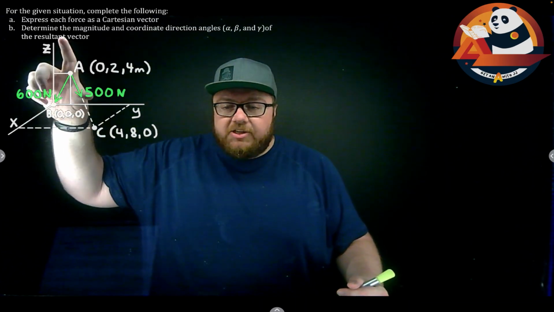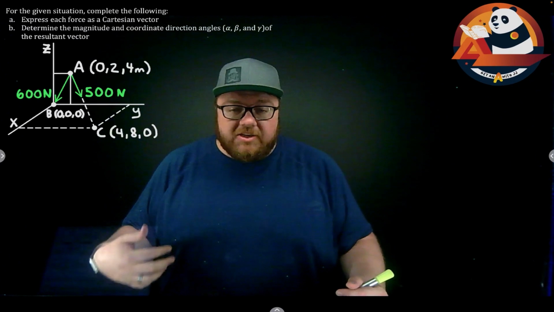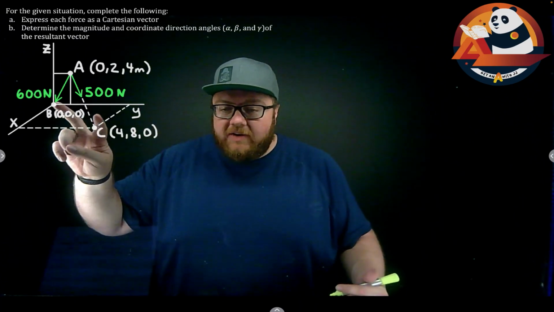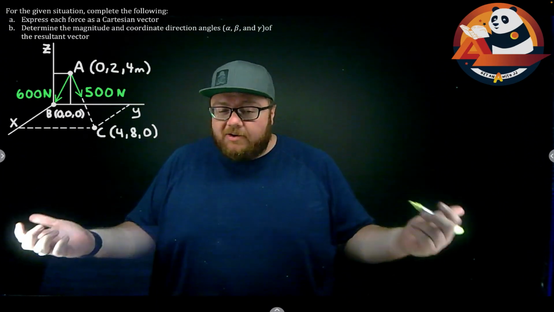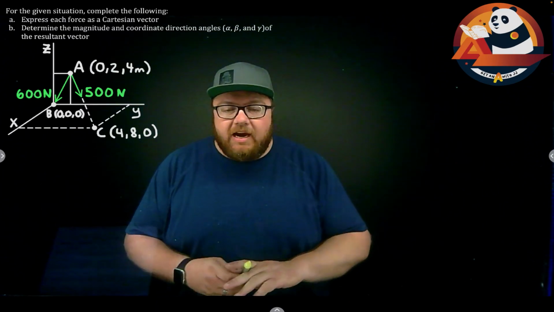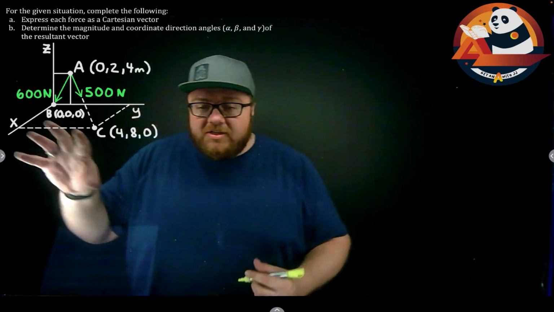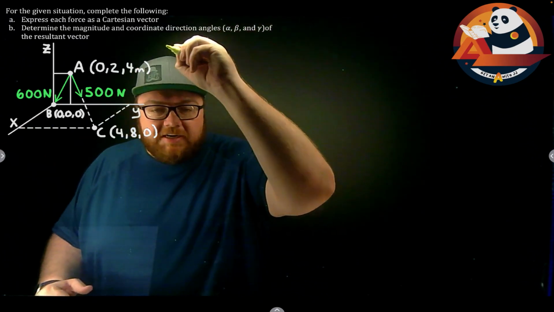Then we're going to try to get the magnitude and coordinate direction angles, those alpha, beta, gamma angles, of a resultant vector. So we're going to have to add my two vectors together, get a resultant vector, and find a couple more pieces from it. Let's jump in and go for it. The first thing I would do is get those Cartesian vectors.